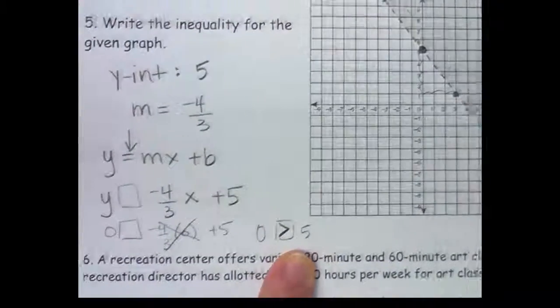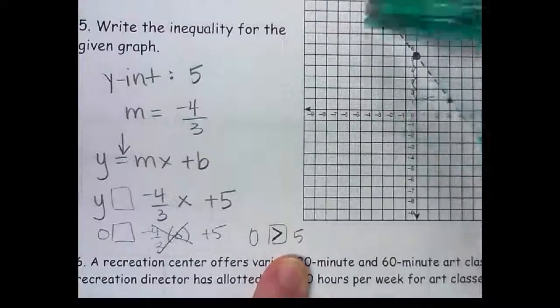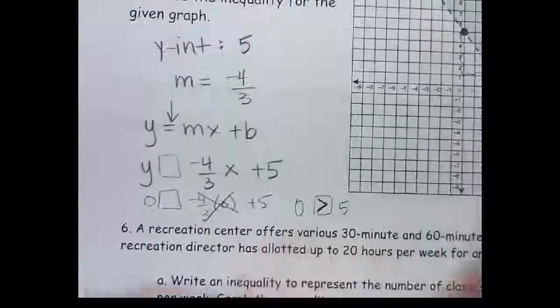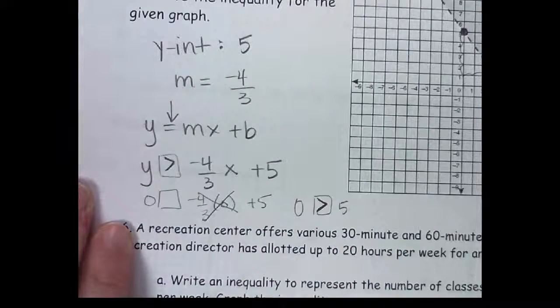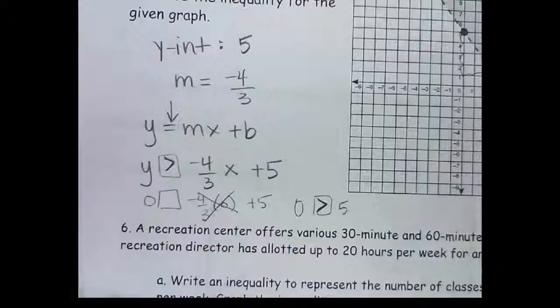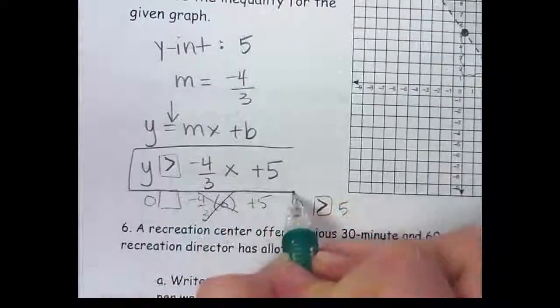The other thing you can do is instead of picking (0, 0), you can pick any point that's in the shaded region and see if it's true. That way you know which way to put your symbol. So this one should be y is greater than. Does it get an equal sign? No, because it's dashed. Okay, so this is my equation right here.